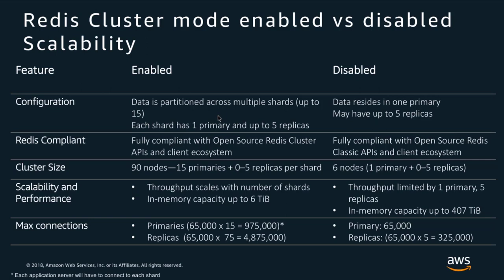Now, something to keep in mind is that each application server will likely have to connect to each shard, so that does increase the number of connections, but overall you get better throughput in terms of both reads and writes. You get to scale to a higher in-memory capacity and an increased number of connections. So that's just from a scalability aspect.